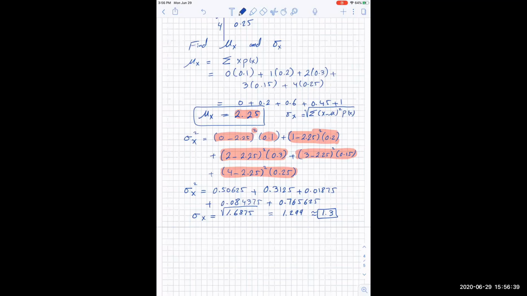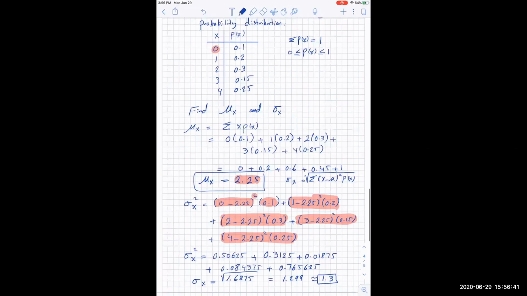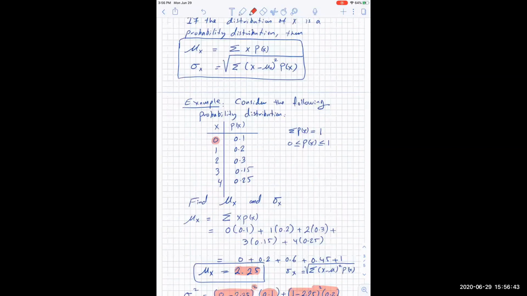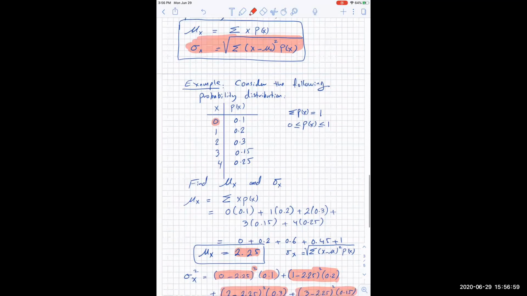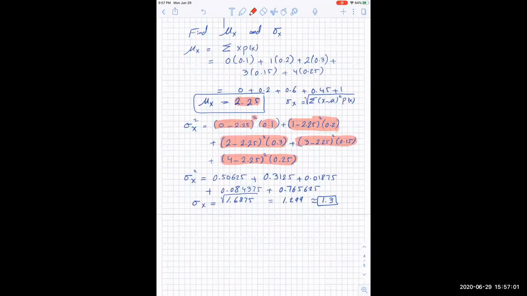Okay. So again, guys, one more time, you need to make sure if you fix this, sigma x is the square root of this quantity. So you get this quantity. Once you get the sum, you put it under the square root and you get your standard deviation.